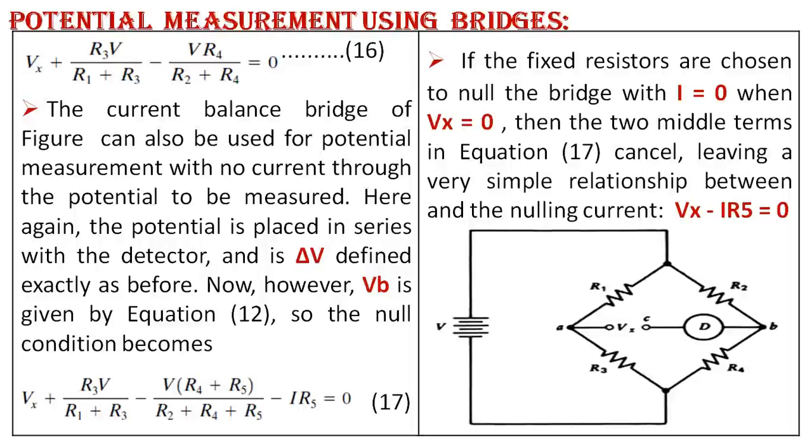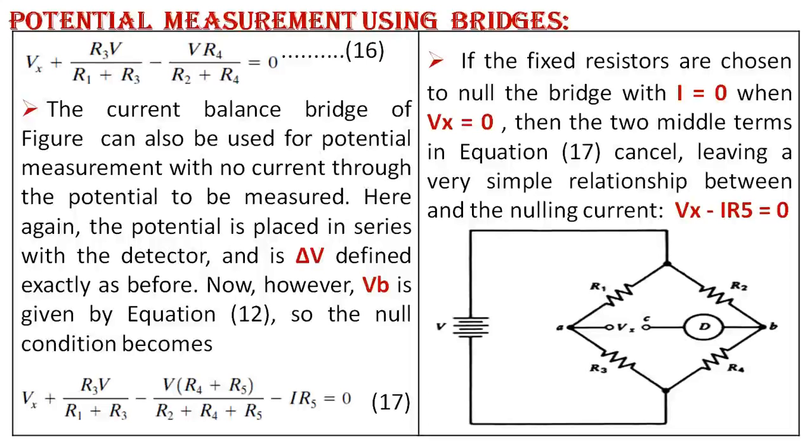The current balance bridge of the figure can also be used for potential measurement with no current through the potential to be measured. Here again the potential is placed in series with the detector and del V is defined exactly as before. Now, however, VB is given by equation 12, so the null condition becomes Vx plus V R3 upon (R1 plus R3) minus V (R4 plus R5) upon (R2 plus R4 plus R5) minus IR5 is equal to 0.